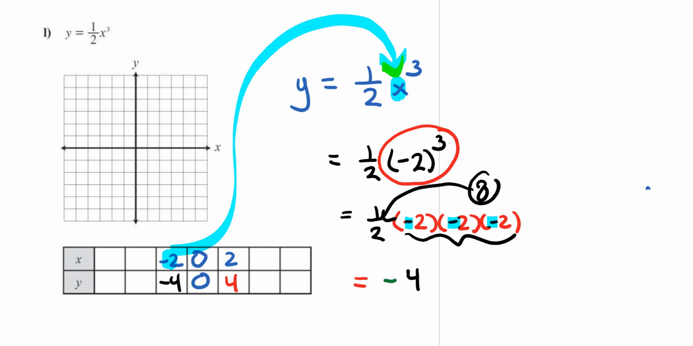Okay, let's go ahead and plot the points here. 0, 0 is right there. 2, 4 is about here. And -2, -4 is about there, right? So this is what the graph will look like. Something like that, curvy shape like that. And indeed, this is also a function because it passes the vertical line test. So for every x value, there's only one y value. So this is going to be a function as well.